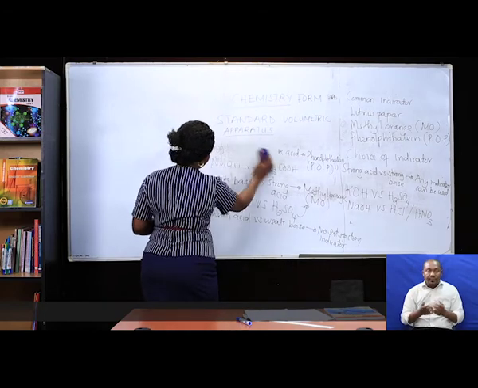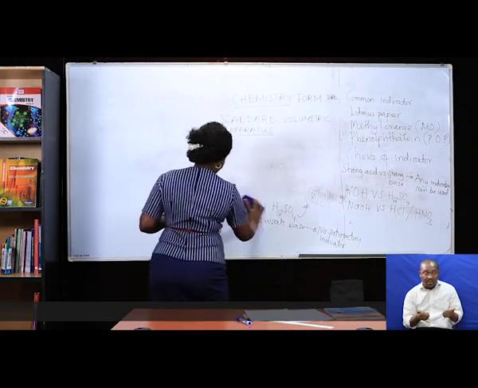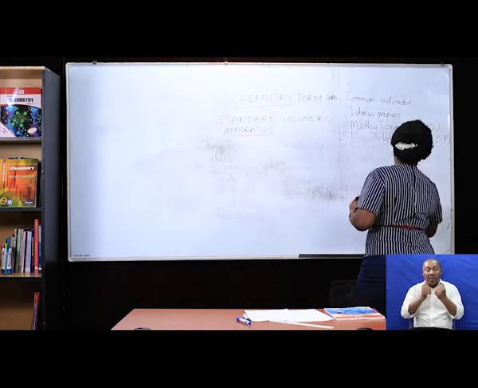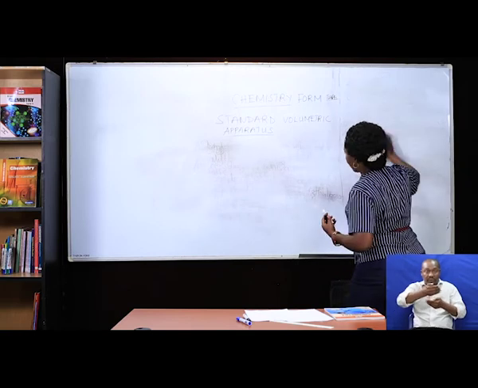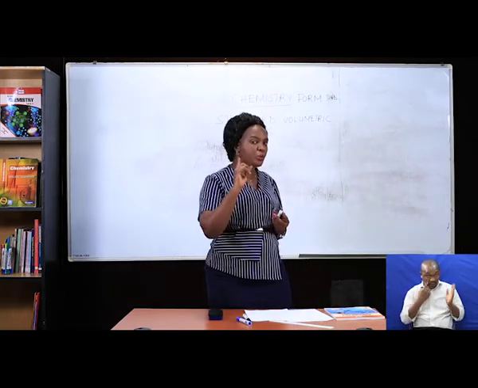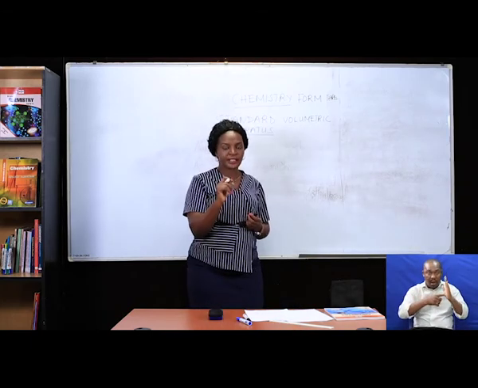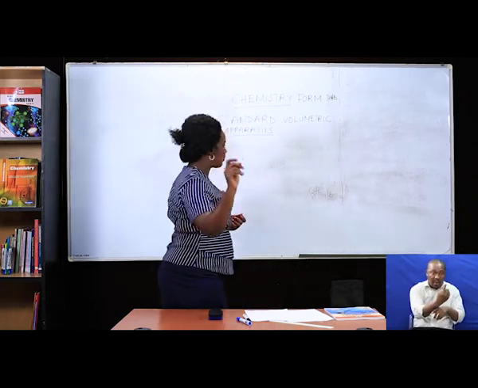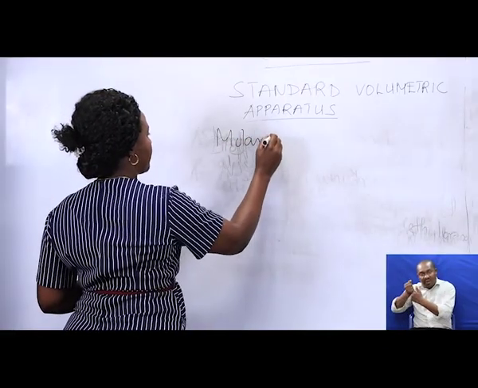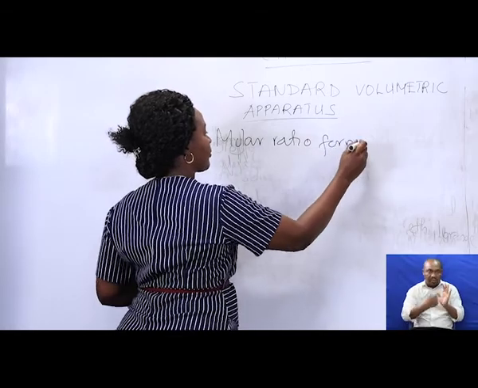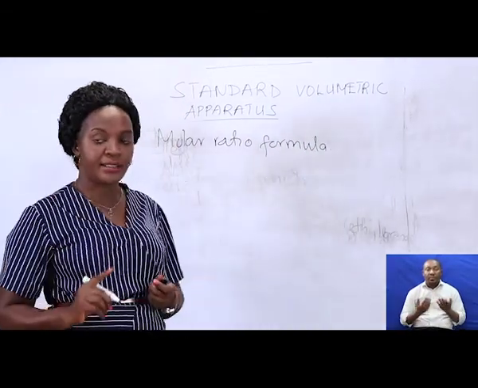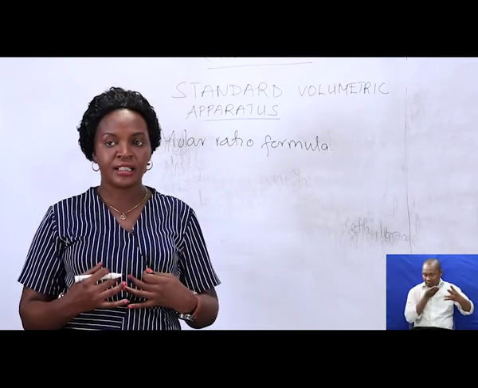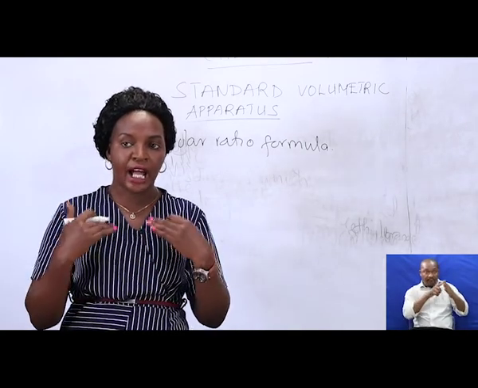Now we have discussed the choice of indicator. We need to know how we can record the data in the lab after the experiment. But before I show you how we record the data, we need to know the formula that I'm going to use to calculate the unknown concentration, when one concentration is known. We call it the molar ratio formula. This formula is applied when one component is missing and the other components are given. So let us derive the formula and see how we can apply it to calculate the unknown concentration.